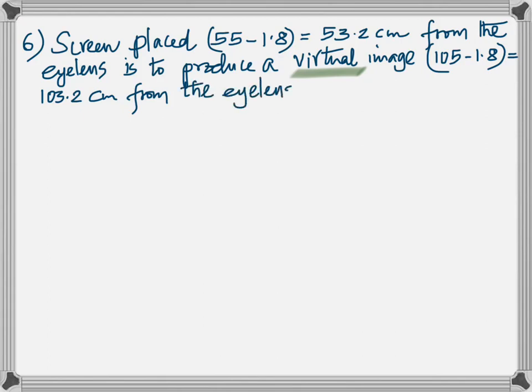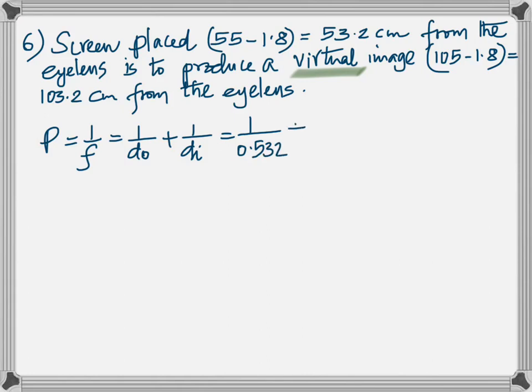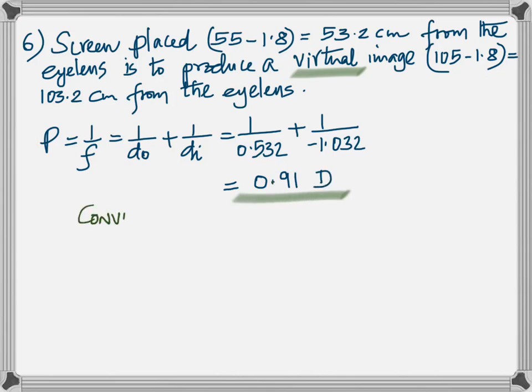And power is 1 by F, and we have the formula for 1 by F. Remember, F will be in meters. Therefore, DO and DI both should be taken in meters. So that's 0.532. DO, DI is negative. How do we know it's negative? Because it should be a virtual image. So you get power positive, which means it's a converging lens or a convex lens.